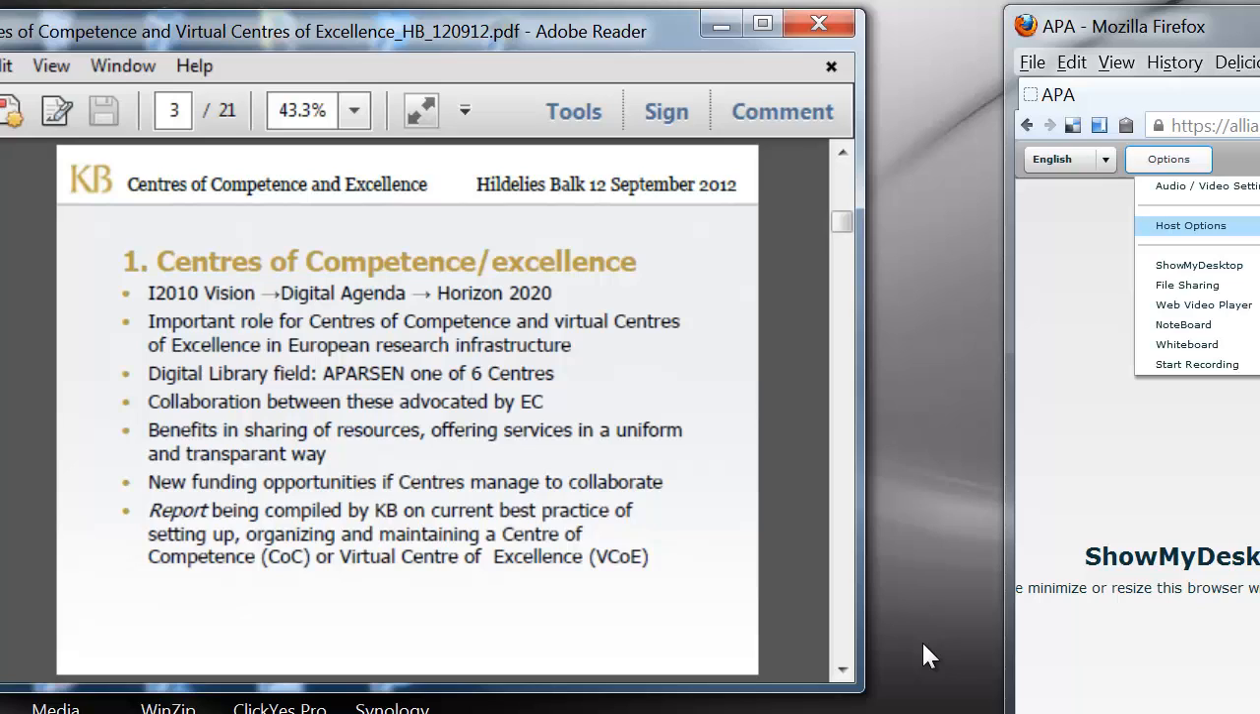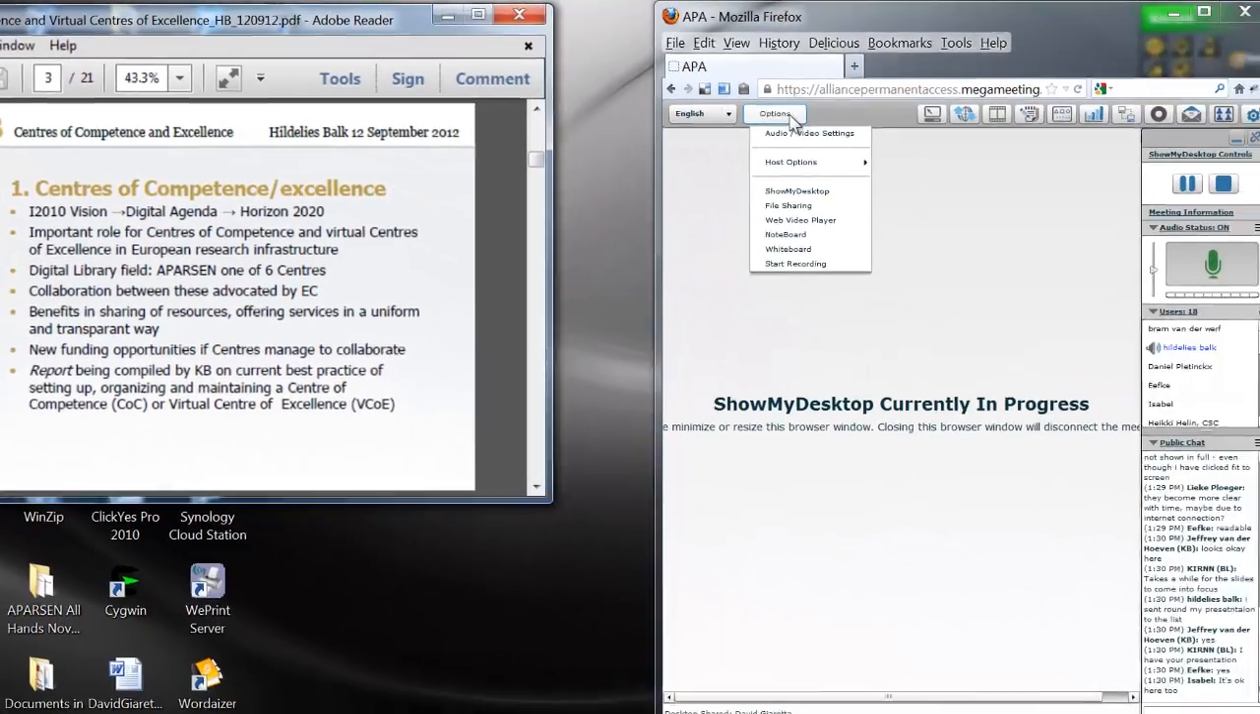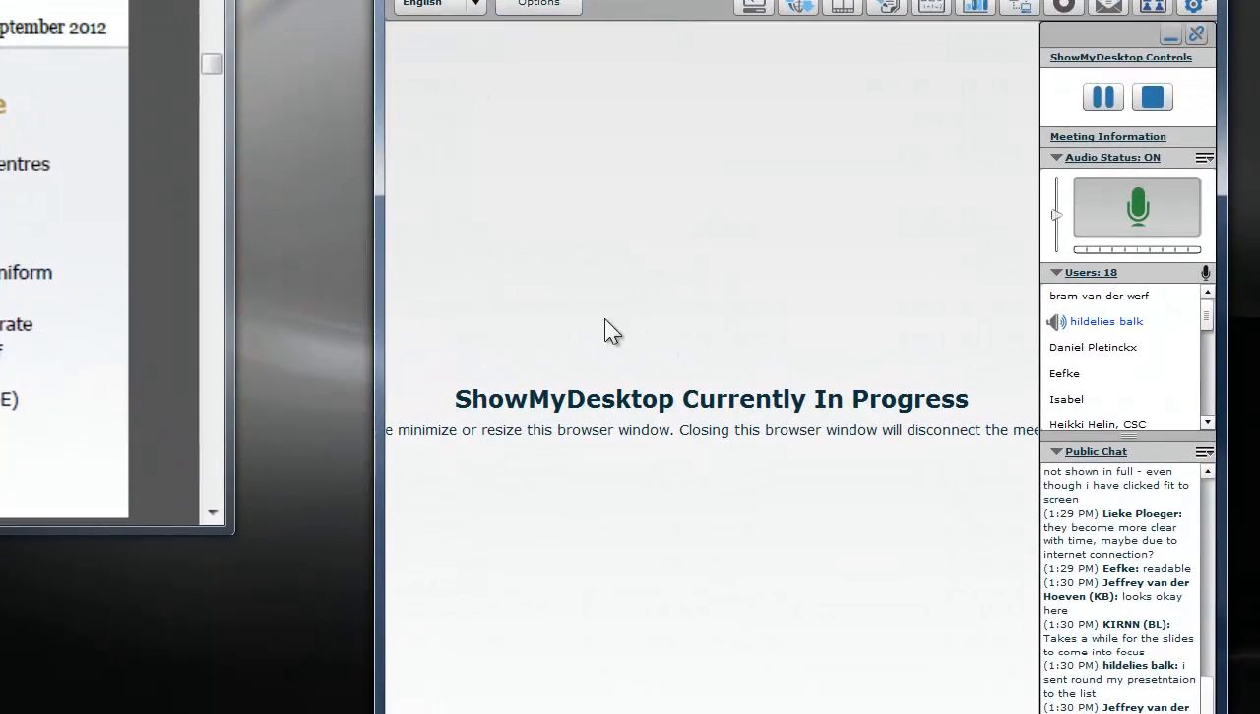Okay, now the background of these centers of competence or virtual centers of excellence or even virtual centers of competence, as I've seen one named. There was the i2010 vision. That was before we had the vision of the digital agenda. So that was the vision of Commissioner Reding. But it has all flown into the digital agenda and it will go into the new work program, Horizon 2020. In this vision, there was an important role foreseen for centers of competence and virtual centers of excellence in European research infrastructures, and that still is. And in the digital library field, there are six centers now I have identified, and the EC has identified, and APARSEN was one of them. And they were all funded under FP7 or OPF that came out of the FP6 Planets project.